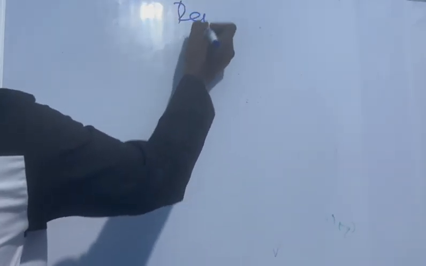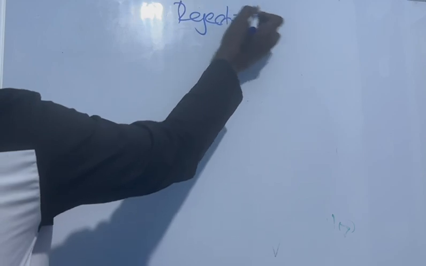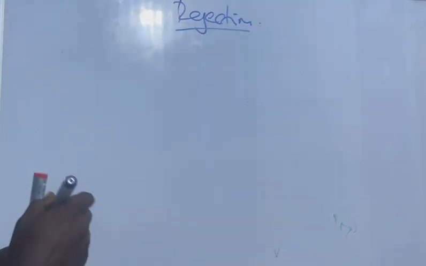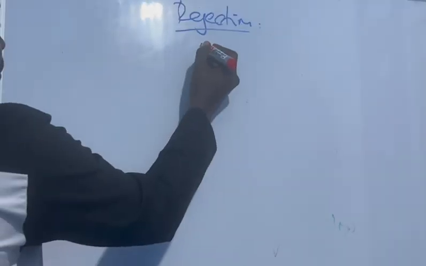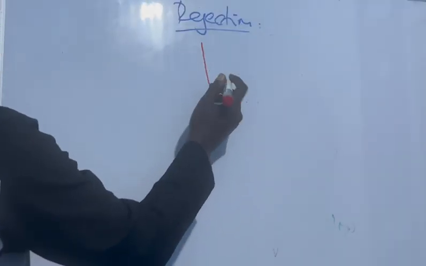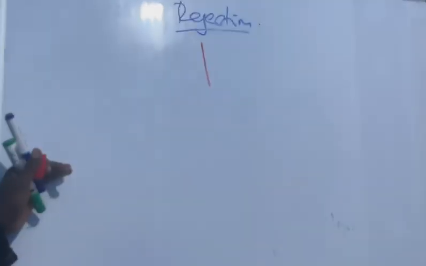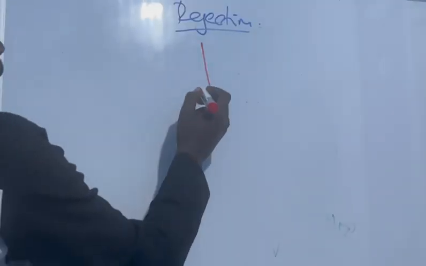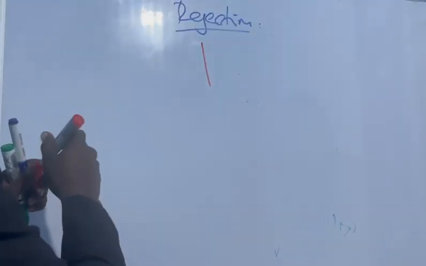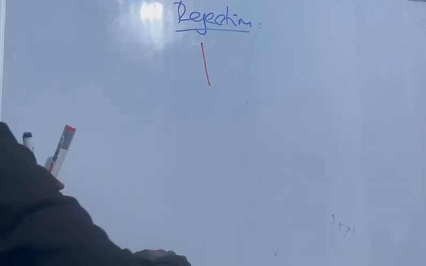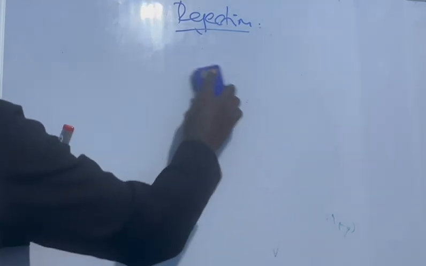Now let me teach you something again about what you call rejection candles. Rejection candles. Now, how do you talk about a rejection? Let's first talk about a bearish rejection candle. Let's say you have this type of candle. Let me show you something. You have this type of candle.